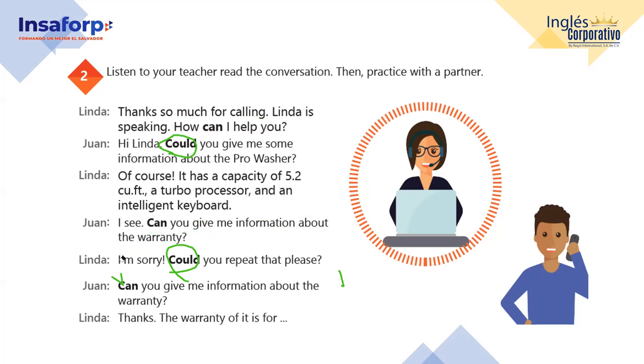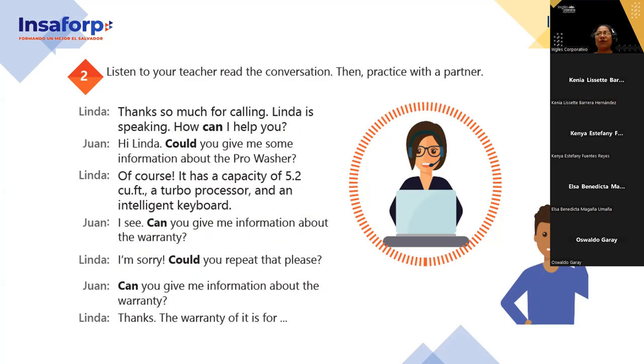Let me erase first. And then we are going to have Linda, and also we are going to have Juan. Okay, Linda, it's going to be, let me see. Linda is going to be Valerie? Yes. Okay, you are Linda. And Karen is going to be Juan. Karen? Okay. Okay, guys. Read, please.